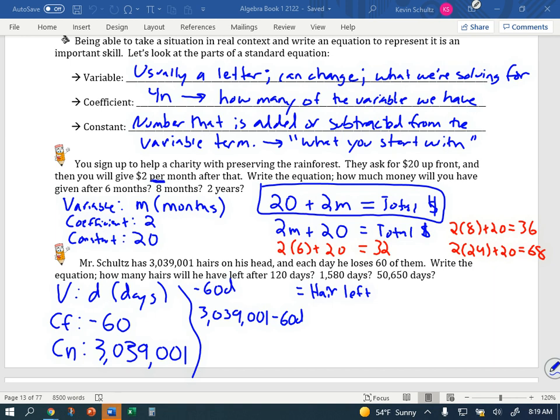But remember, we can write things in multiple orders. If I put my negative 60D first, Bryn, plus 3,039,001. They both give you the same thing. Okay? One starts with what I start with and subtracting 60 per day. The other gives you the total number of hairs lost first and then adds what I originally have. Both will get you the same result. So, after 120 days, we'll use the second one here just because it's right below it.